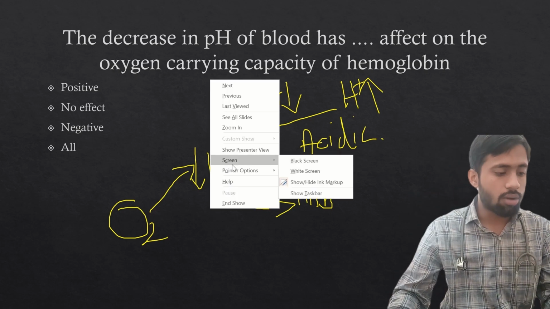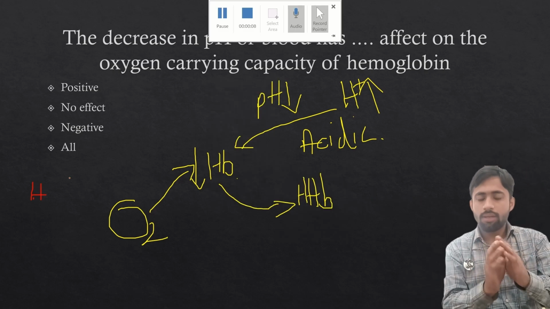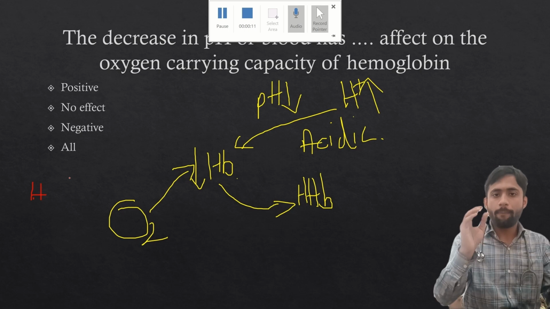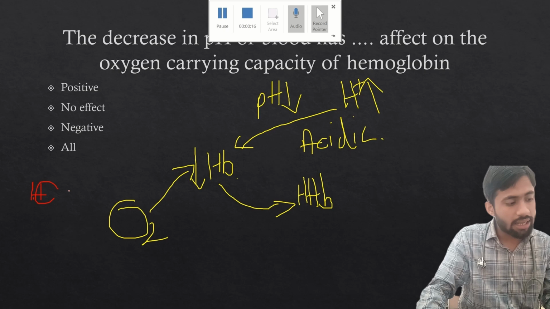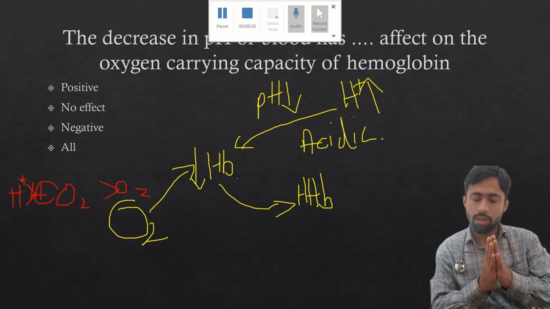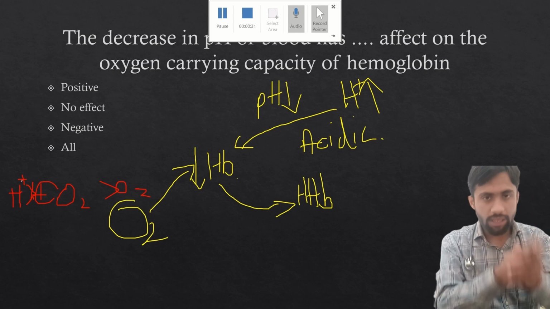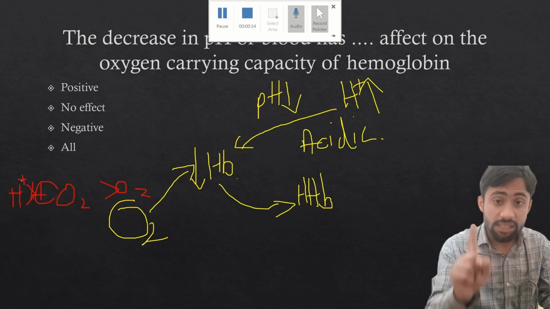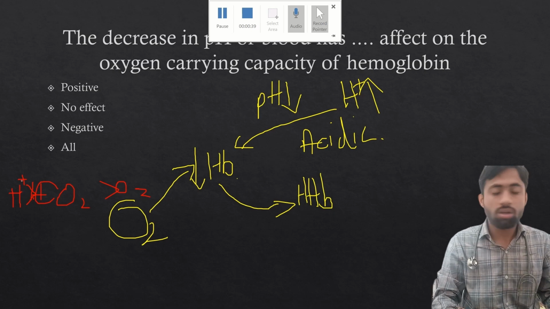Also remember one more thing. The binding capacity of hemoglobin with various molecules varies. It is higher for carbon dioxide than oxygen, and even higher for hydrogen ions. So the hemoglobin will prefer to bind with hydrogen ions first, then carbon dioxide, then oxygen. It gives least priority to oxygen. Remember guys, it gives least priority to oxygen.